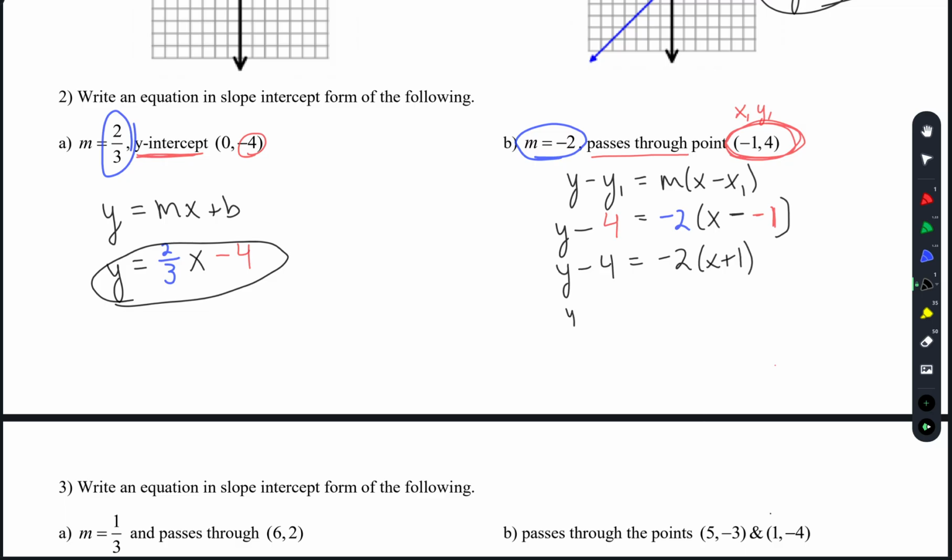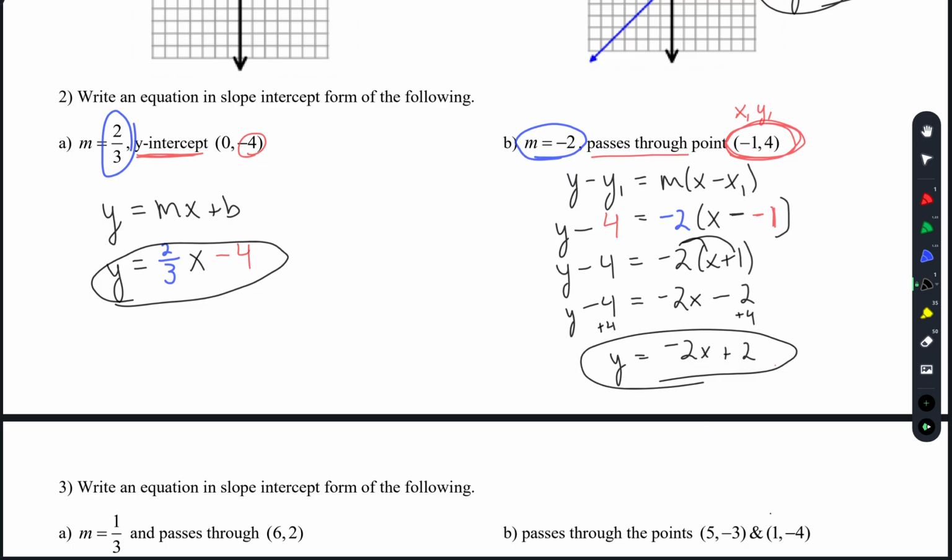Okay. So you're going to distribute the -2. So you're going to go -2x minus 2. I did -2 times x, -2 times 1, and then what I'm going to do is add the 4 over. So I get y equals -2x, and then this is the thing, make sure you're adding correctly, right? That'd be +2, and that'd be your answer. So it's basically plug it in, distribute, add or subtract, and then you should be good. But it's a lot more algebra going on with that one, okay?